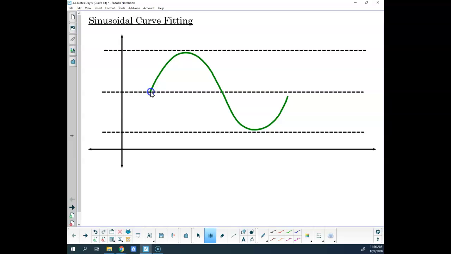So it could be a sine curve, or you might think that a cosine curve would fit the best. You might be told which curve to find. We might say, find a sine curve, find a cosine curve for this scenario.